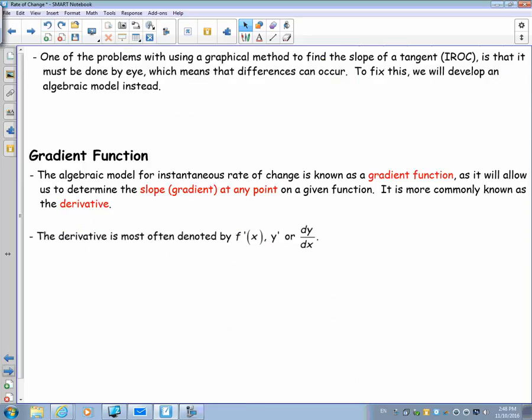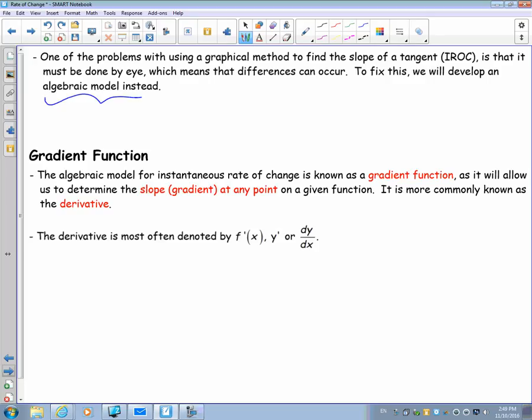Okay, so to fix this, we're going to develop ourselves an algebraic model. Because if we use algebra, using numbers or plugging in values, well then we can always get the exact same answer, whether you do it or whether I do it, assuming we both don't make mistakes, of course.